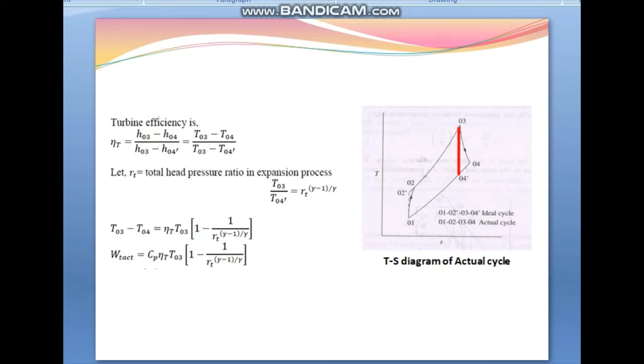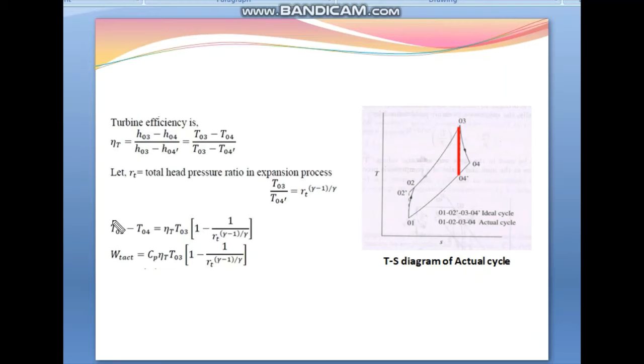So that becomes T3 minus T4 by T3 minus T4 dash. Again we are assuming RT is the total pressure ratio in case of the turbine expansion process. So in case of the isentropic process, T3 by T4 dash equals RT to the power gamma minus 1 by gamma.